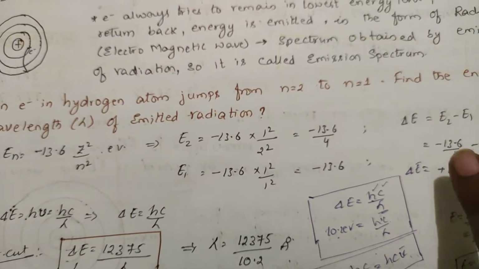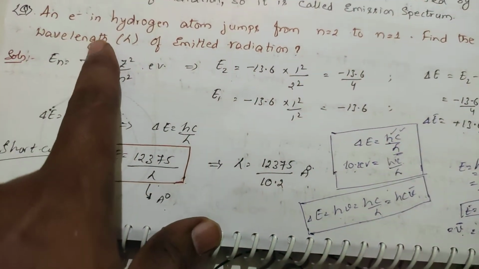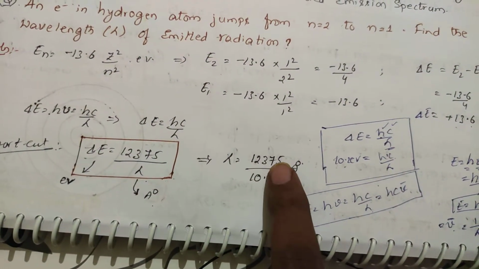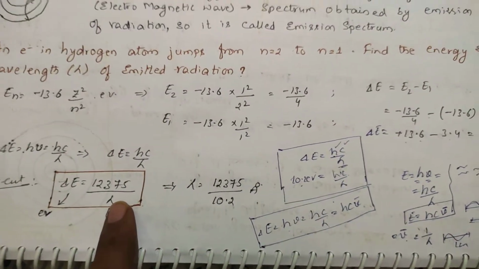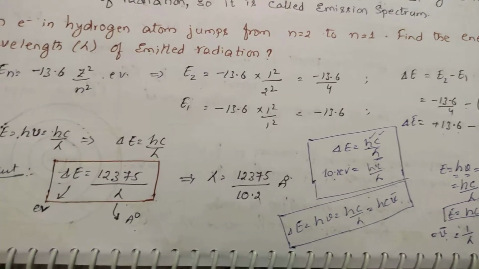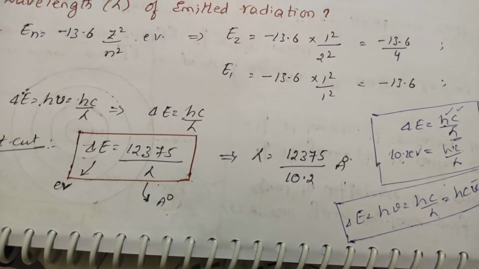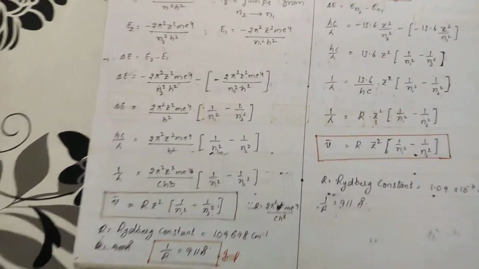He has calculated the energy, right? The difference in energy. Next he is asking for the wavelength. Wavelength means lambda is equal to, you have already got delta energy in electron volts, and lambda, whatever you get, you will get in Angstroms. That is nothing but 12375 by 10.2 Angstroms. That is the value of lambda, right? So let us go for the calculation of delta E.